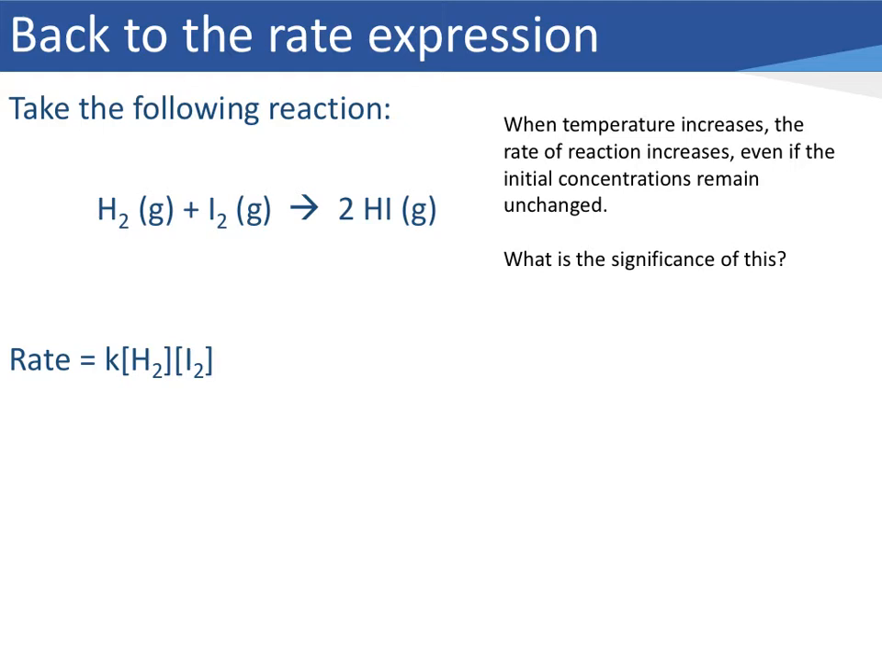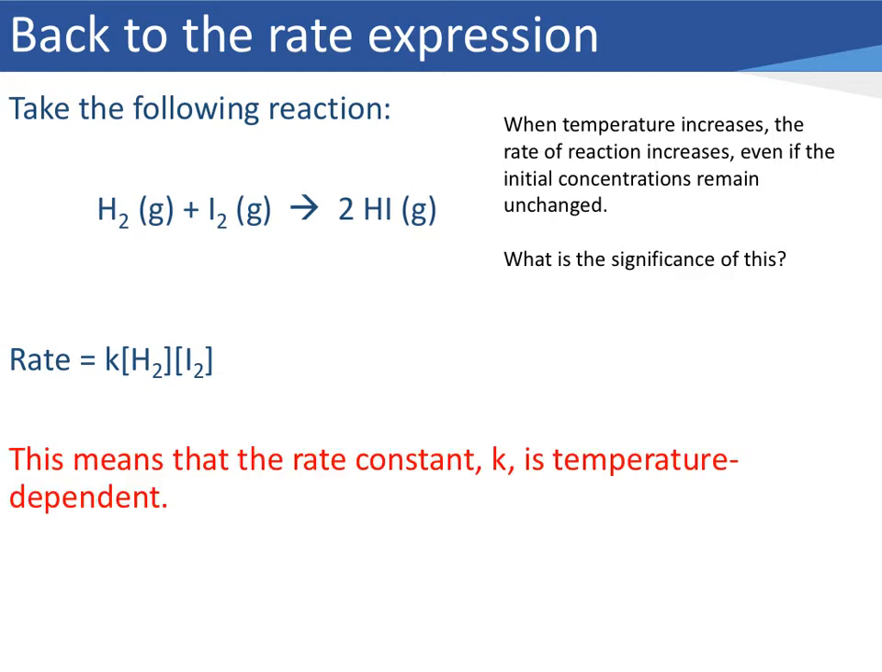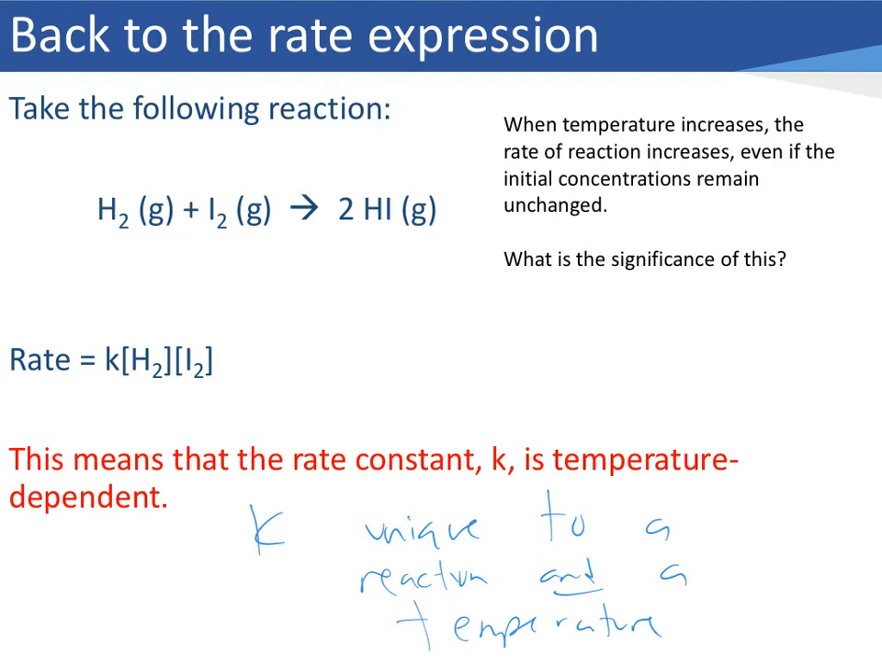So what is the significance of this? If I increase the temperature, I increase the rate. How does that relate to this equation? What is the significance? That means that the rate constant k is temperature dependent. So k is unique to a reaction and a temperature. And that is significant. So if I calculate the rate constant k, I am calculating it for a specific temperature.